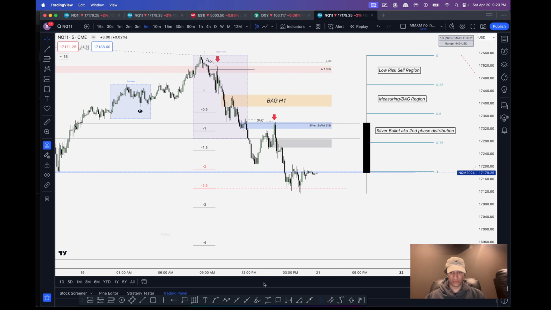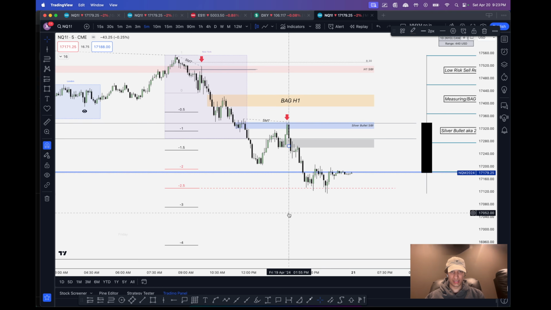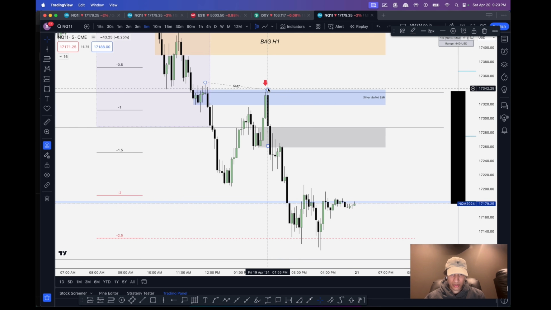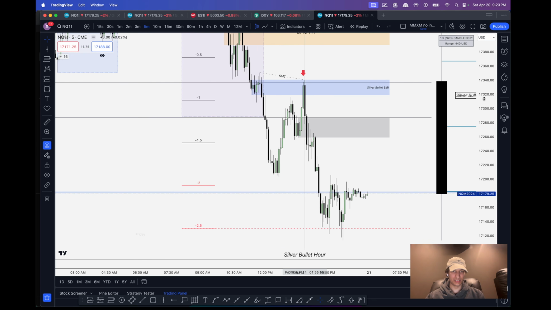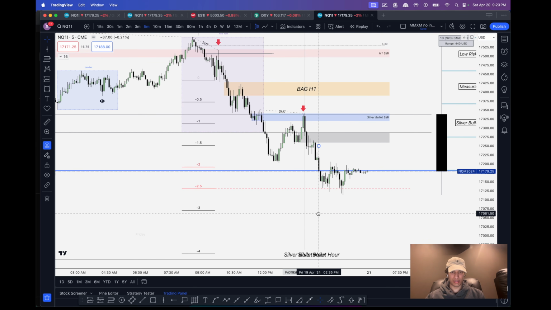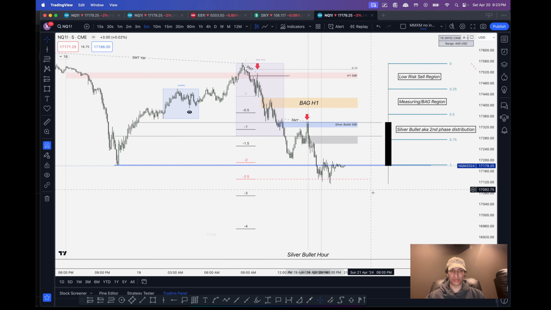Do you notice, right? We've yet to use the ICT silver bullet hours, but you'll notice exactly what time this high forms. If I mark it out exactly, it's at 1:55 p.m., right? So this is at the silver bullet hour on the 5-minute chart. This is from 2 p.m. to 3 p.m. So we'll get rid of this, and this is our silver bullet hour right in here. And you can see now we have all the confluences lining up with time and price.